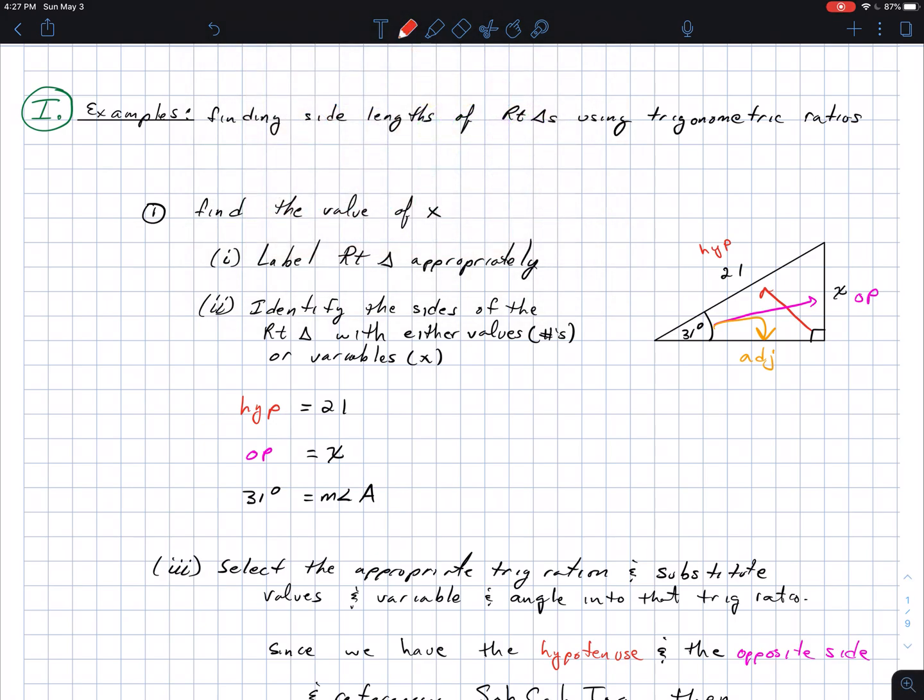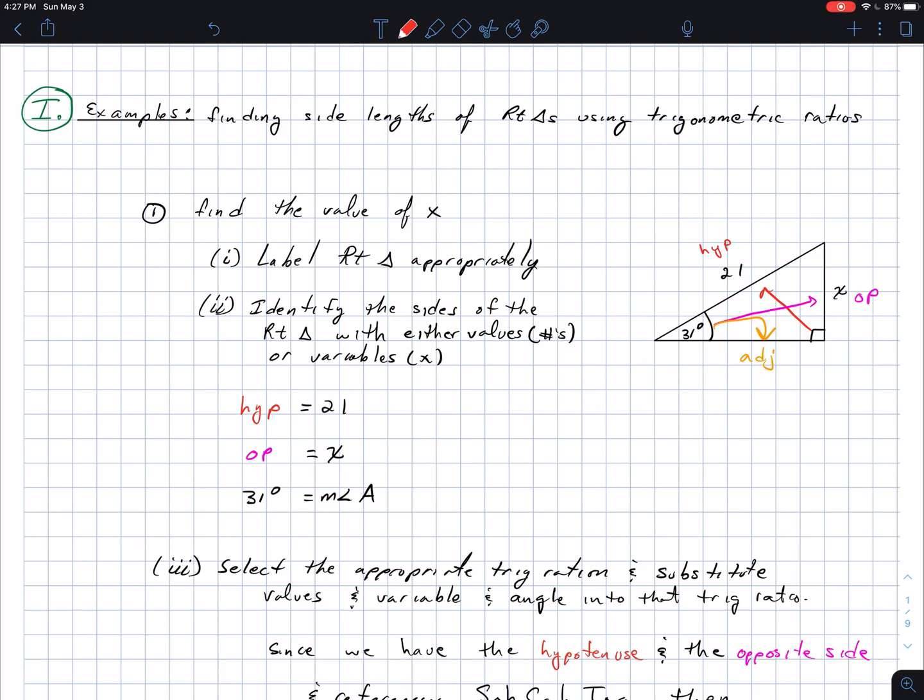The first ones that we're going to look at are 3 examples that deal with finding lengths of a specific right triangle using the trigonometric ratios. It says find the value of x. So again, we're going to go through our basic steps. We're going to label the right triangle appropriately. We start with the red, hypotenuse, then the pink, which is the opposite, and what's left over is the adjacent.